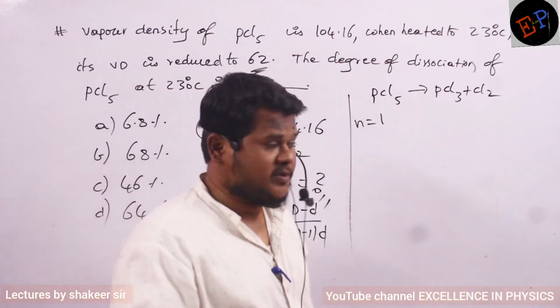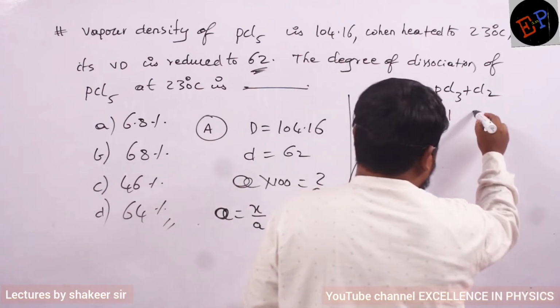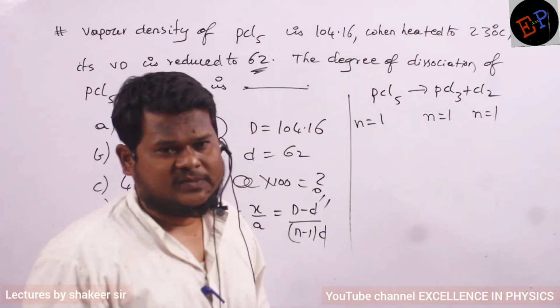2 moles of products are formed. So here also I have n is equal to 1, no? PCl3 also 1 mole is forming, and Cl2 also 1 mole is forming. Are you able to understand?